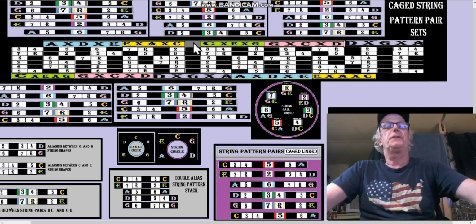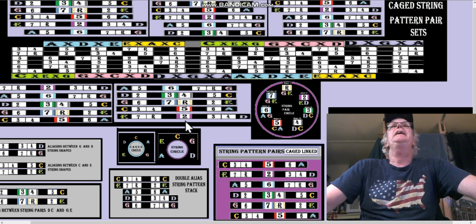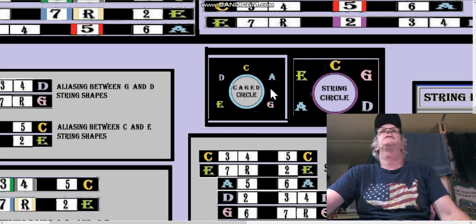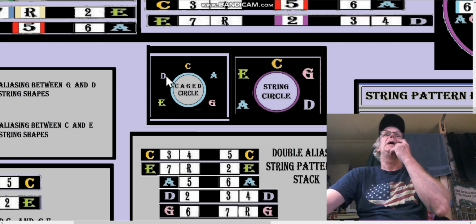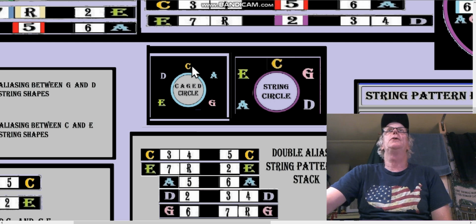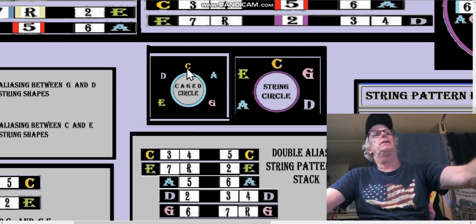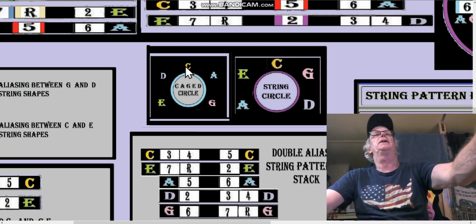Now another thing that we want to talk about, horizontal motion. I believe this is the CAGED circle. So we have our CAGED circle, C-A-G-E-D. So going backwards in CAGED, we go D-E-G-A-C. Guess what? That is a pentatonic ascending scale. And CAGED is a pentatonic descending scale.